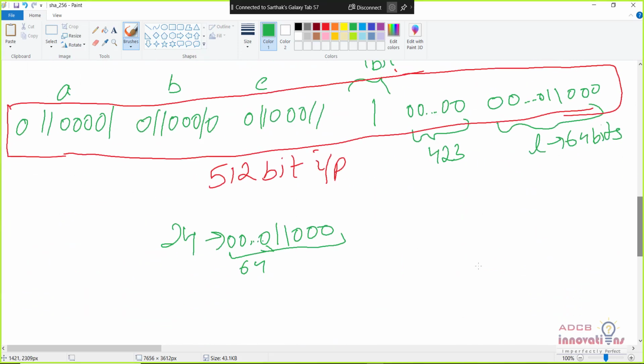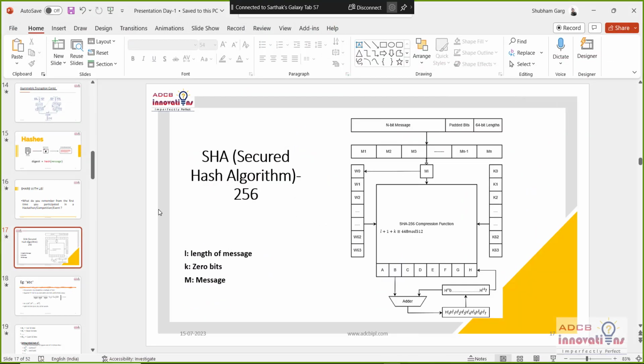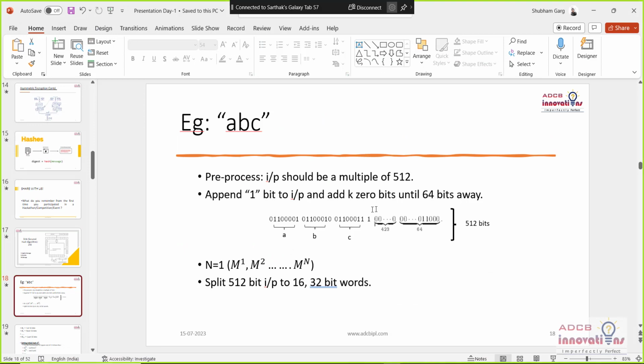Now let me just take you back to the slides. All these things are written in the slides. It will be easier for you to understand. You see, as it is saying, the input should be a multiple of 512. We need to append 1 to the input block and add k zeros until it is 64 bits away. So we have seen A, B and C value, and then there is this one, and then there are 423 zeros and these 512 bits. These bits are there, that is 64 is the length, that is 24.